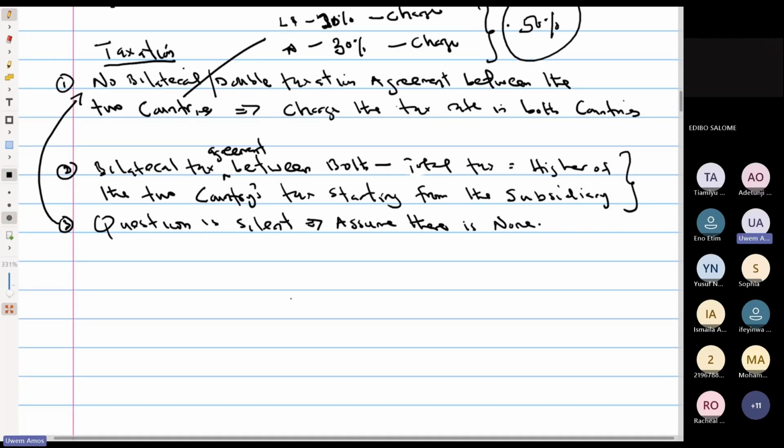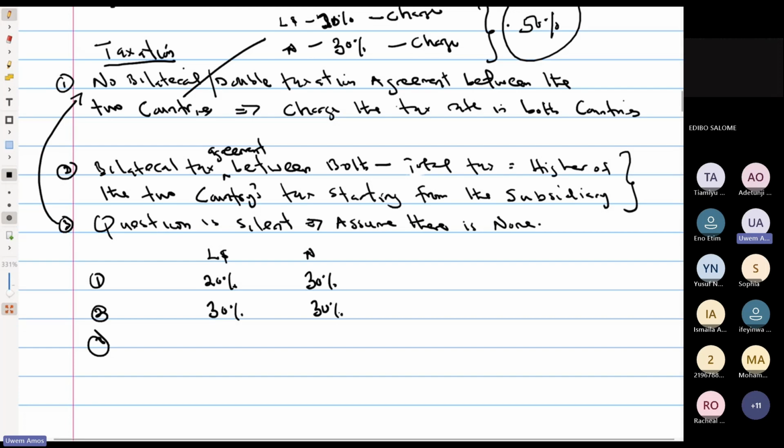So let's look at three possible scenarios. This is scenario 1, this is scenario 2, and this is scenario 3. Let's assume we're using Linda and Naira. Let's assume that the tax rate is 20% in Linda and 30% in Nigeria. What are we going to do? Let's assume it is 30%, 30%. What will we do? And let's assume it is 30% and 20%. So these are all the possible scenarios. Regardless of how the question puts it, you can attempt it.